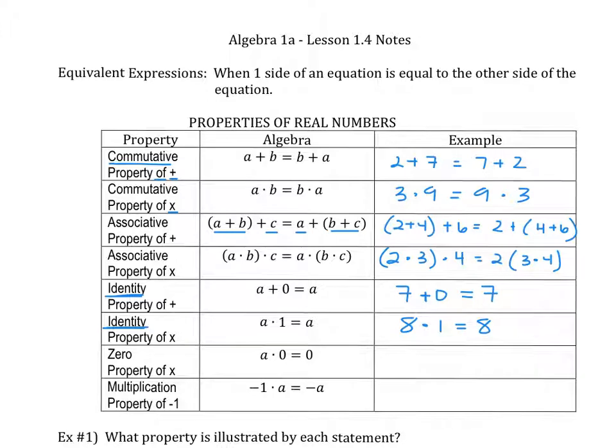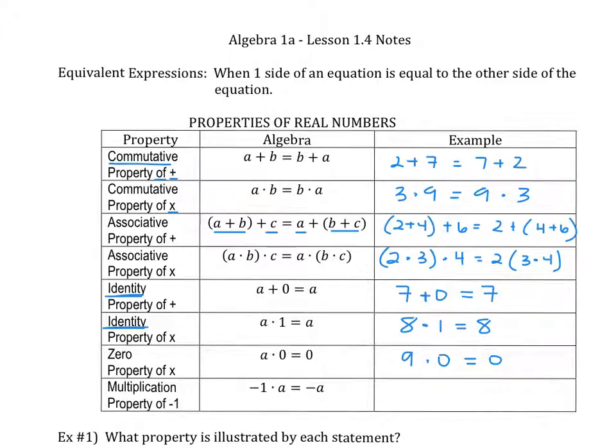Okay? And then last two, the 0 property of multiplication says if you multiply anything by 0, it will be 0. So if I do 9 times 0, I'm going to get 0. If I do 1,000,000 times 0, I'm going to get 0.